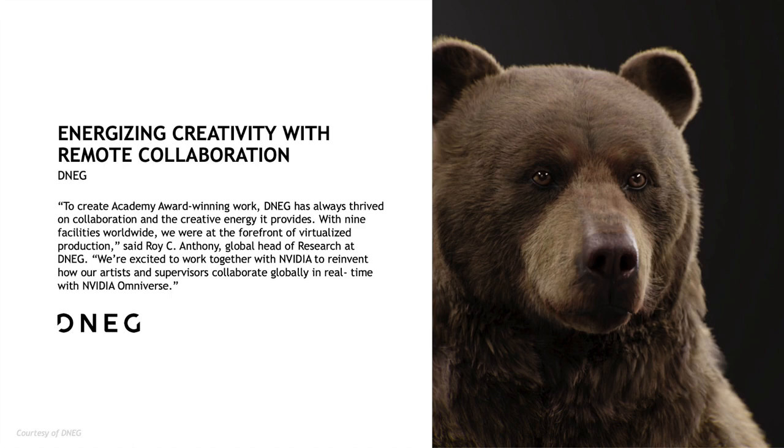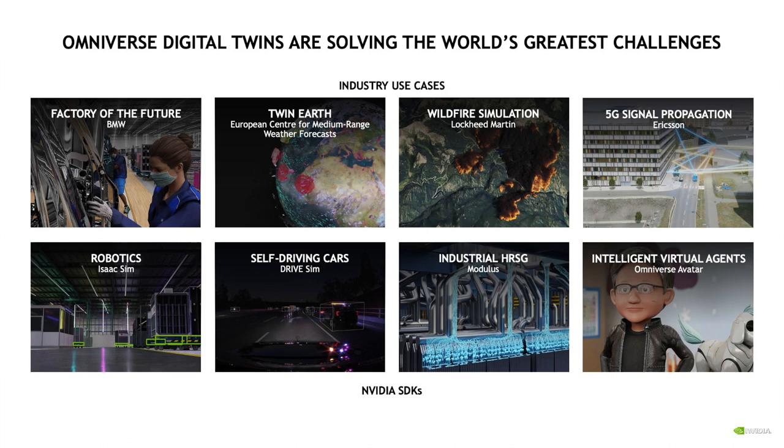DNEG, or Double Negative, is an Academy Award-winning company out of London with multiple sites around the world. They've been evaluating Omniverse to understand how their teams can work in a collaborative approach, even though they're at different locations around the world. They're really working with us to help reinvent how their artists and supervisors get to collaborate globally in real time using Omniverse.